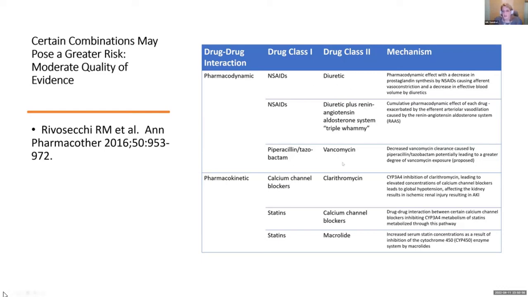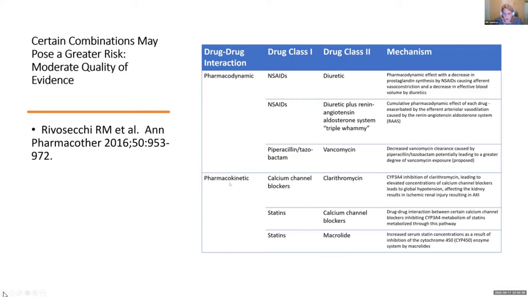If anybody's been following the vast amount of literature on pip/tazo and vancomycin in the last, say, 8 years, a lot of information has come out suggesting that this combination has an increased risk for developing acute kidney injury. The mechanism is not entirely understood, but we have a lot of observational data suggestive that this does happen.